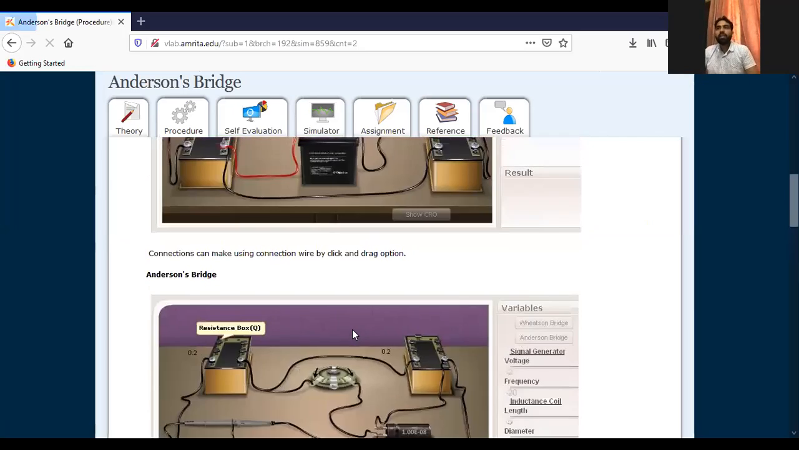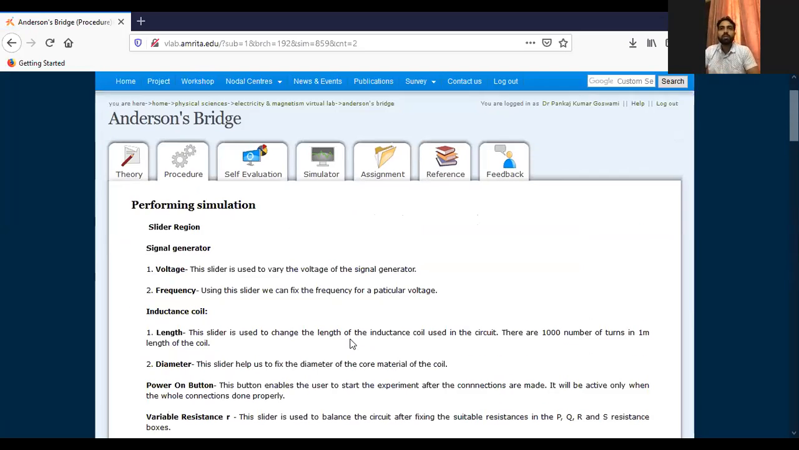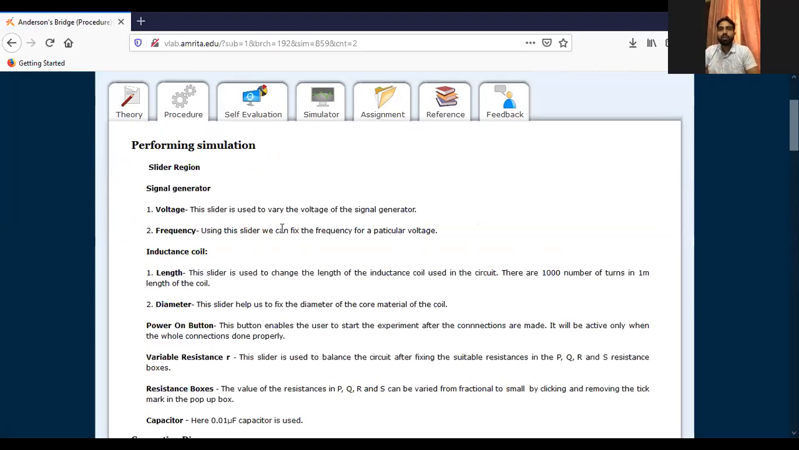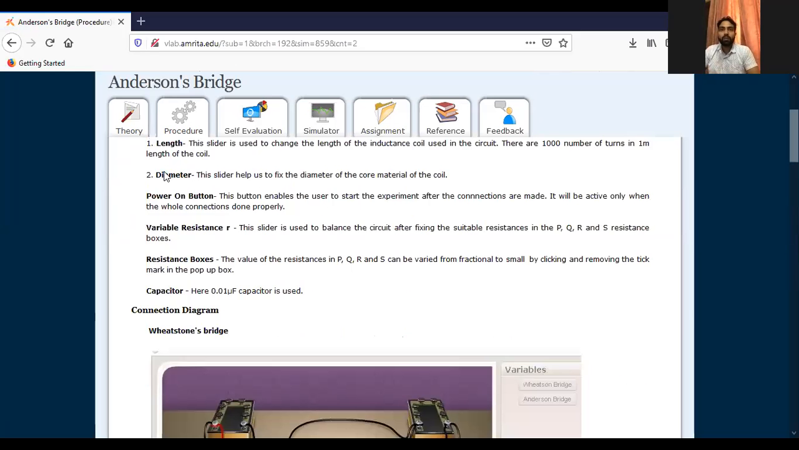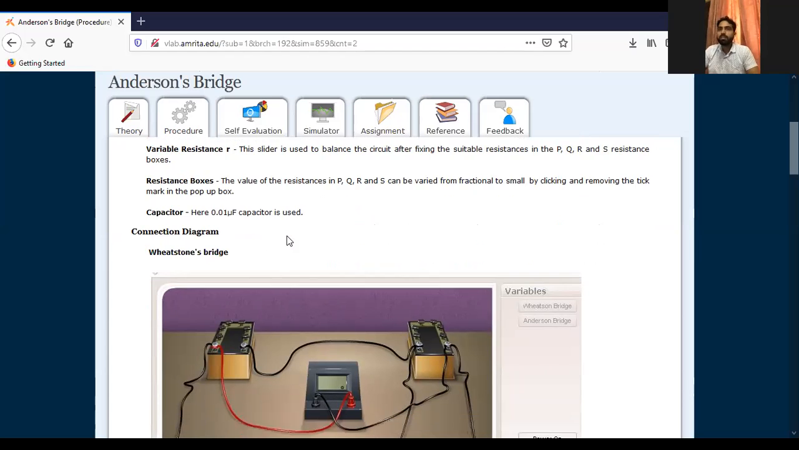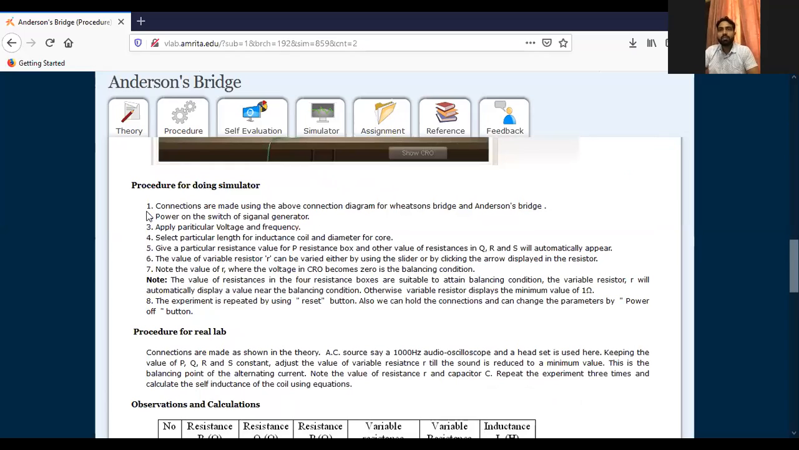We can connect it. So what is the process? The process is very same. If we go through this, first of all we have a signal generator. So we have voltage, frequency, diameter, power on button, and variable resistance R here. So small r is nothing but variable resistance, and resistance boxes, all here. So steps, procedure for doing the simulator: connections are made using the connection diagram.